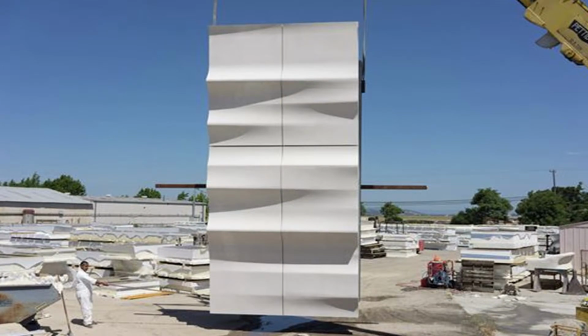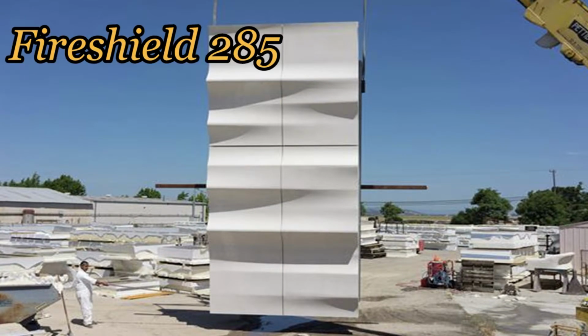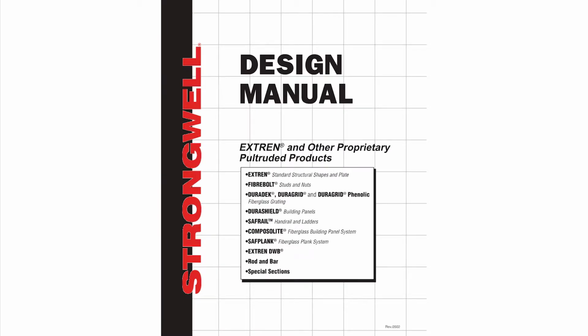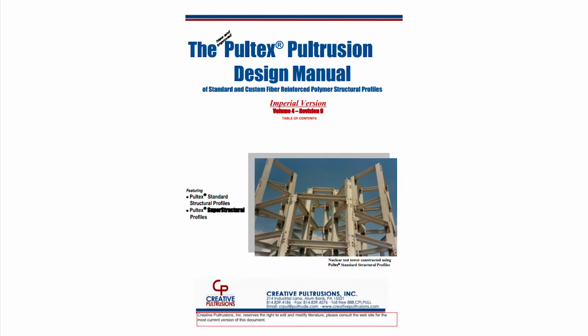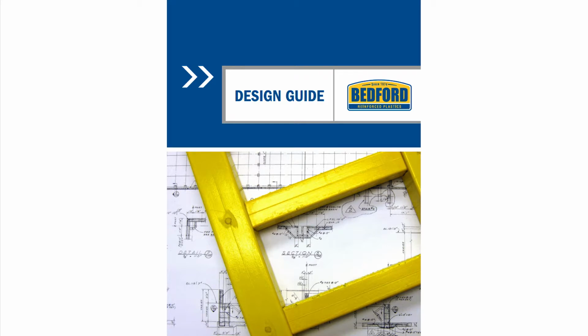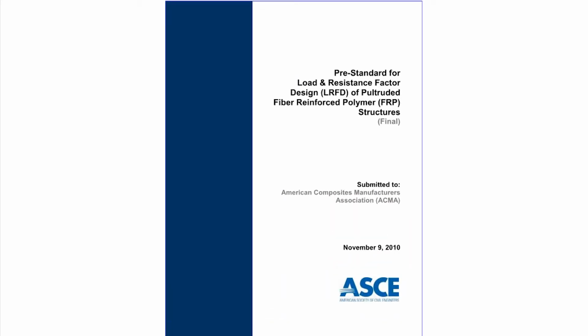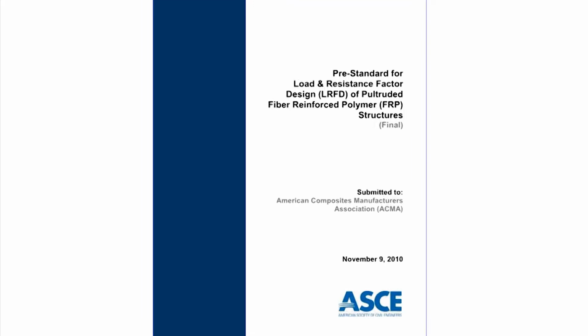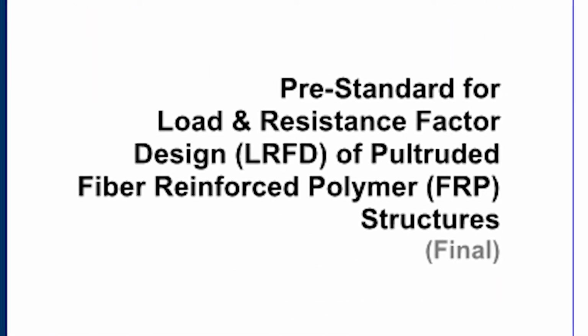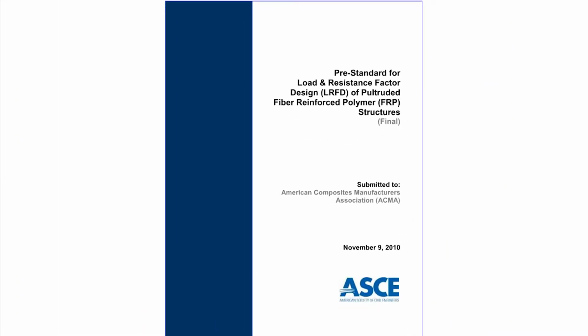One product which has passed is called FireShield 285, manufactured by Chrysler Associates, a California-based fiberglass fabricator. While several pultruders offer their own design manual, one difficulty for specifiers has been the lack of a universally recognized design manual issued by an authoritative source. The American Society of Civil Engineers has developed a standard for load and resistance factor design of pultruded FRP structures. Full adoption of the standard is expected in late 2015.